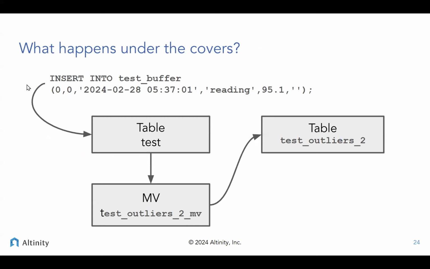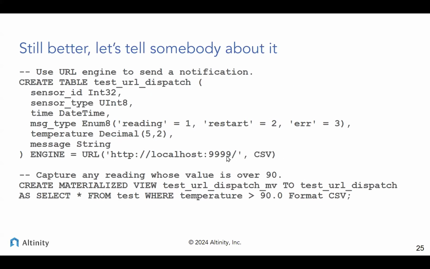Oh, by the way, before we do that, here's a picture of what happened. Let's say that we're inserting into the test buffer because we were using a buffer table. It's going to arrive in table test. The materialized view is going to fire, and it's going to hit the test outliers 2 table. All the ones that are out of bounds will get captured there. So this is pretty simple. We just go to that table and look at it. So now we can get to telling somebody about it.